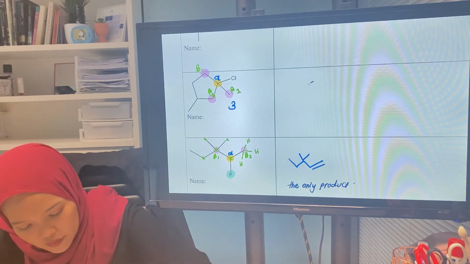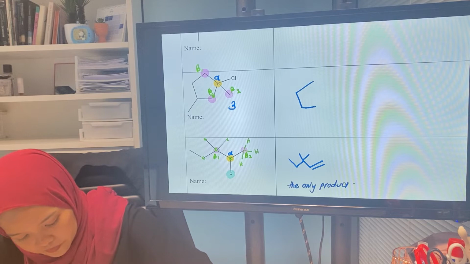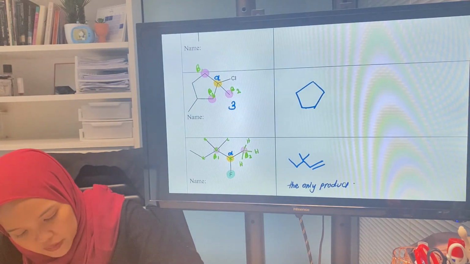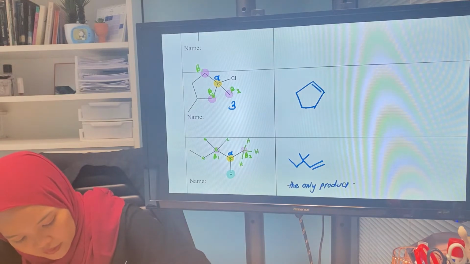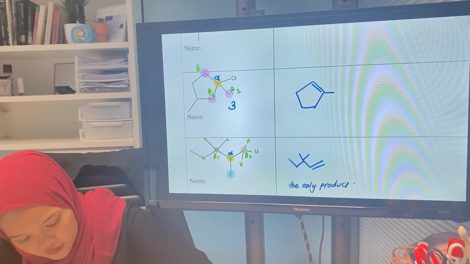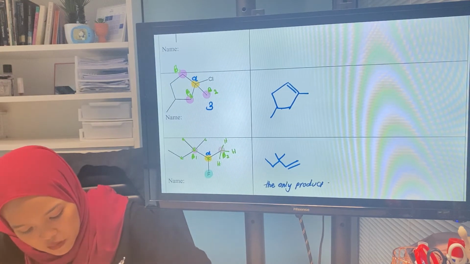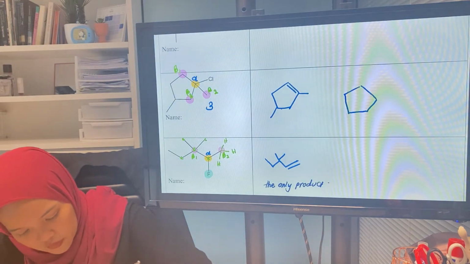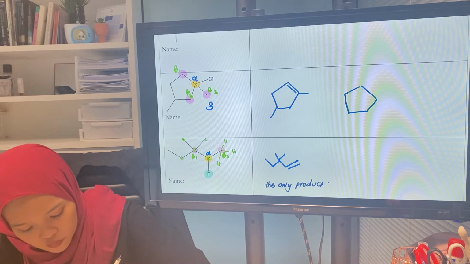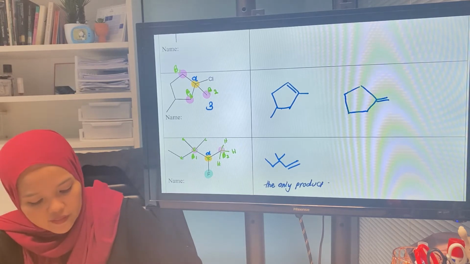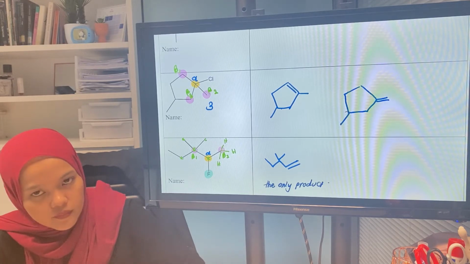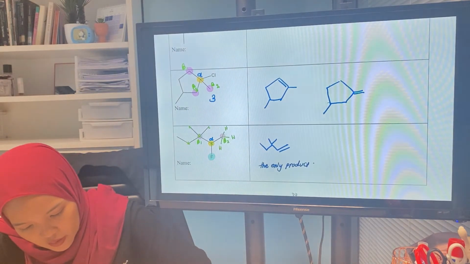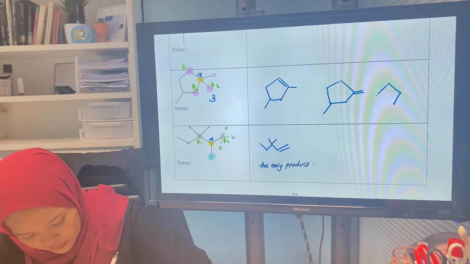So let me try to draw this for you. Is it going to be the same or not? Between alpha and beta 1, it is going to be like this. Now between alpha and beta 2, you are going to form like this. Next, between alpha and beta 3, you are going to form this kind of product.